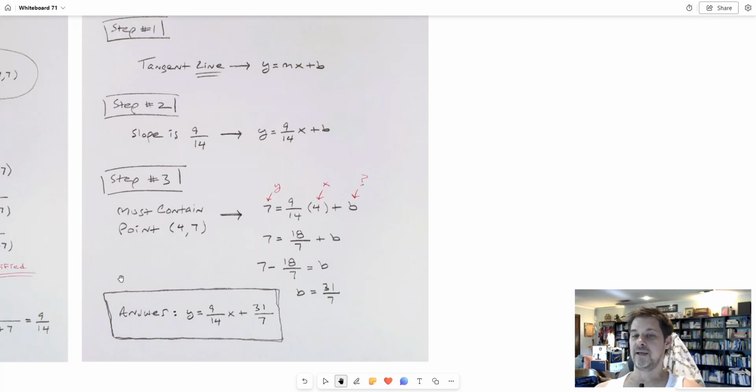But the way I'll find that is with this third step, that this tangent line is tangent to that curve at the point 4 for x, 7 for y. Okay, so what that means is that it has to contain that point. That point has to be on the line. So what that means is that it is fair and okay to let y be 7 and x be 4 and solve for b that way. That's what I do here, and I do a little arithmetic to come up with b is 31 over 7. So then that completes it. The equation of the tangent line is 9 over 14x plus 31 over 7.